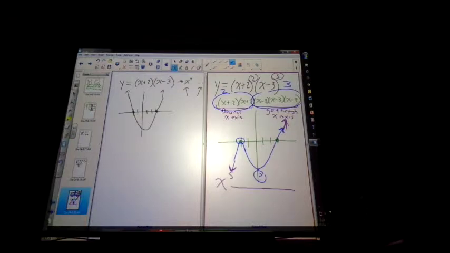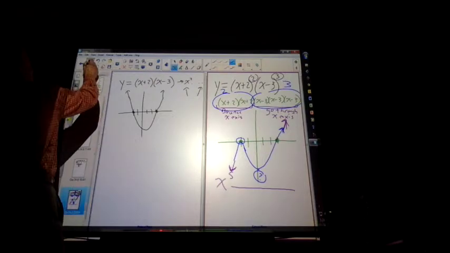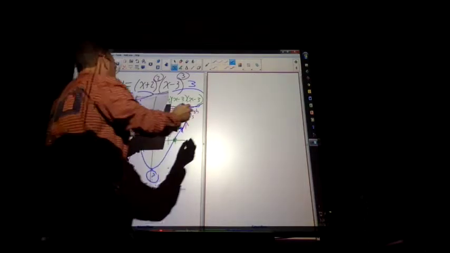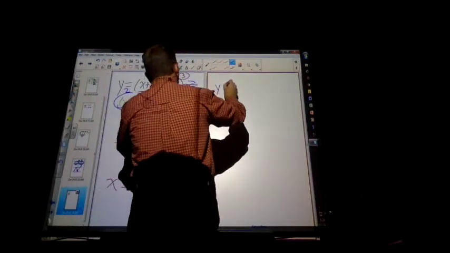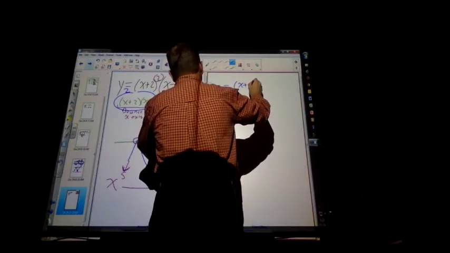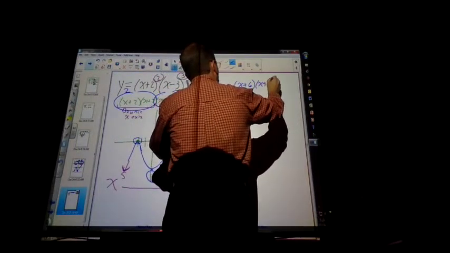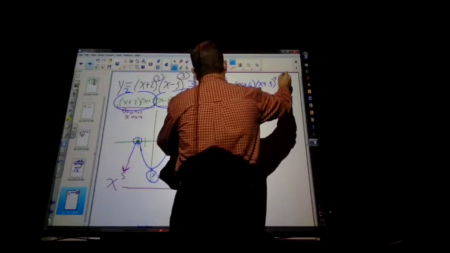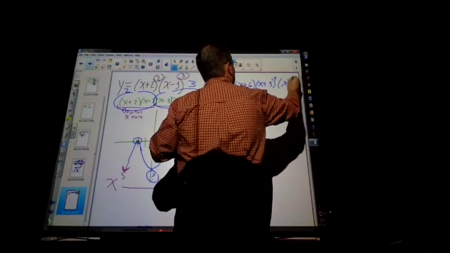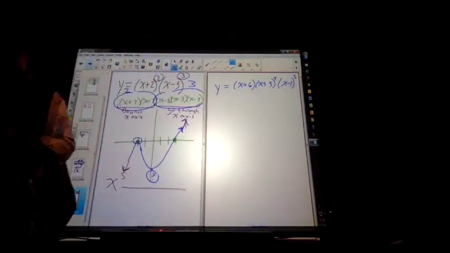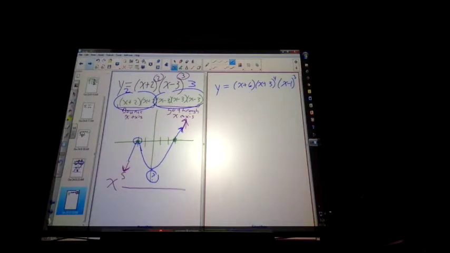Last example. Can I do it? It's coming. Don't panic. So, this is coming out of your book. So, let's say we had y equals (x plus 6)(x plus 3) raised to the 4th power (x minus 1) raised to the 3rd power. Okay?